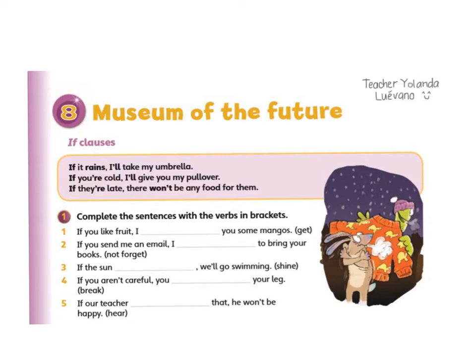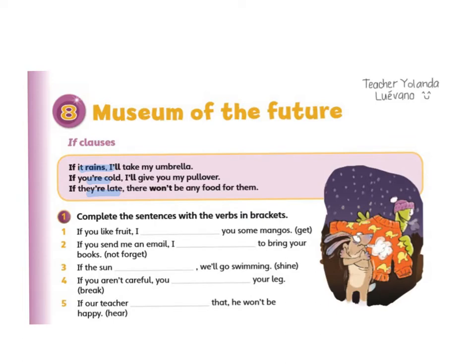Now, we're going to be working with our student's book. Open your student's book at page 126. The title is 8, Museum of the Future. And we have if clauses. Remember that with this unit we saw first conditional. First conditional is formed by a verb in present. Pay attention especially when it comes to the S of he, she, and it, okay? That is extremely important, okay?